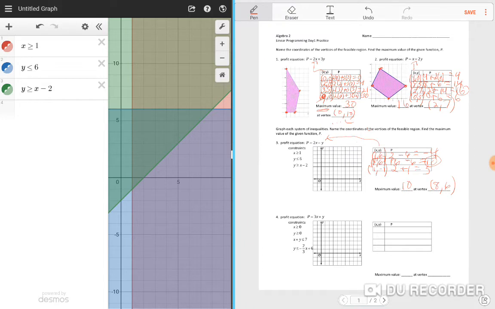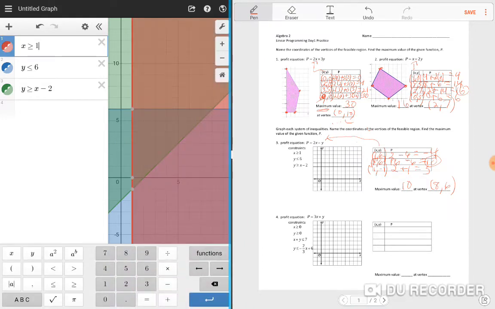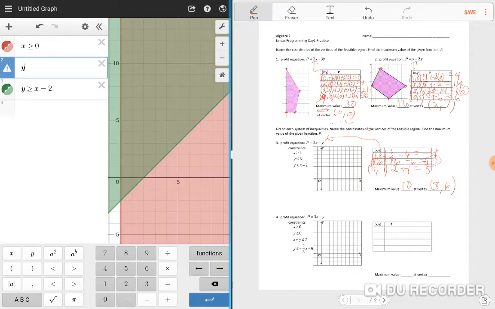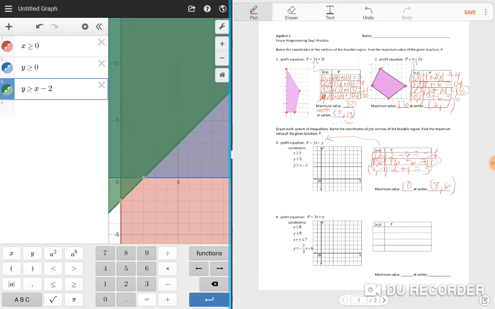Come on, move up. All right. That should work. All right, so let's now plug it. Let's do number 4. X greater than or equal to 0. Y also greater than or equal to 0. Then we got X plus Y.